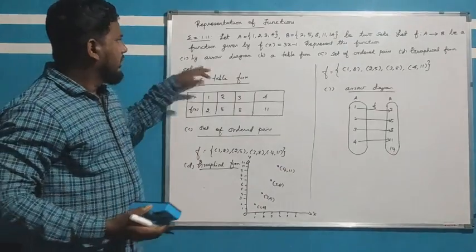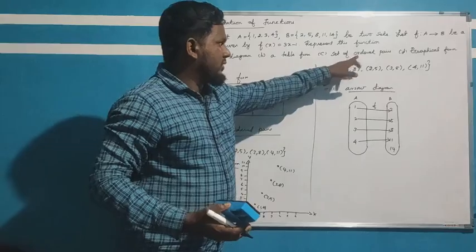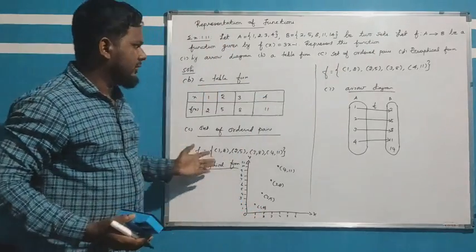So what is the arrow diagram? What is the table form? What is the set of ordered pairs and the graphical form? In this way we can find them.